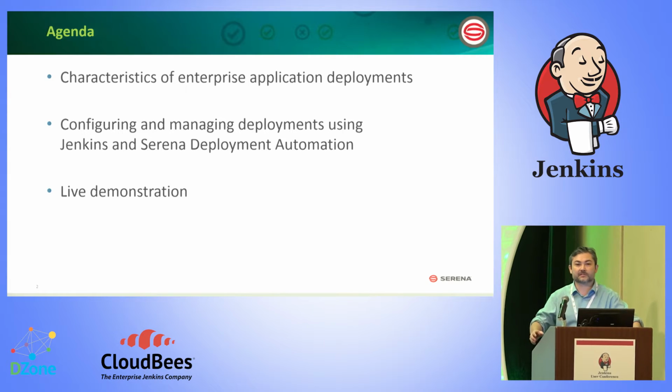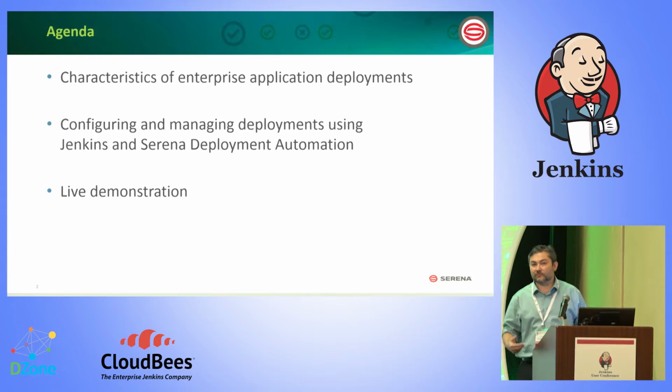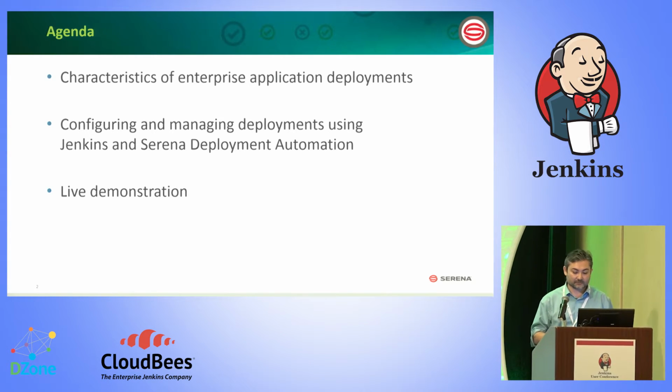So I'm going to show you some of the characteristics of enterprise application deployments, using some of the best practices that we developed in our deployment automation tool, using concepts of components and abstraction, so you can actually reuse processes from one environment to another environment. I'm going to show you how to configure and manage Jenkins jobs to either trigger automated builds to environments, do continuous deployment, and/or do push-button deployments to other environments that are typically under more control. And I'm going to do all this through a live presentation of the technology.